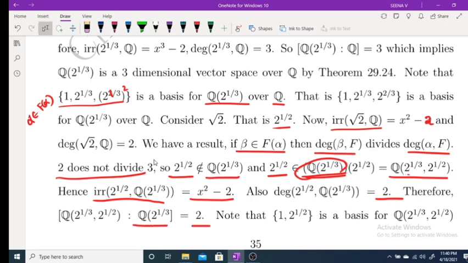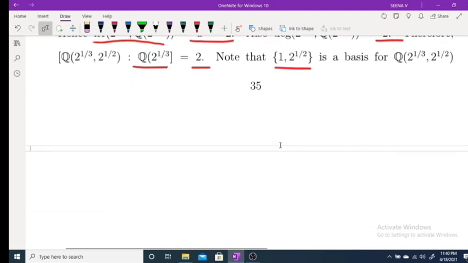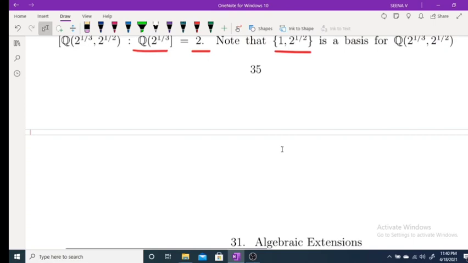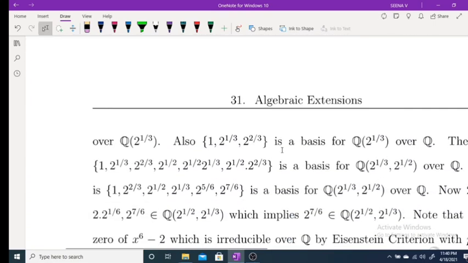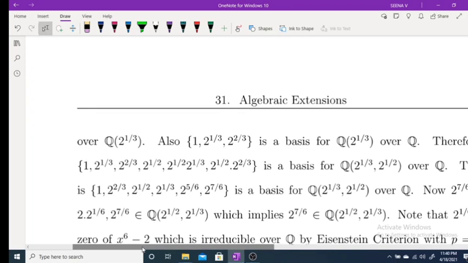Because the degree is 2, and therefore what about the bases? Bases consist of only two elements, that is 1 and 2 raised to 1/2. So 1, 2^(1/2) is a basis for Q(2^(1/2), 2^(1/3)) over Q(2^(1/3)). Okay, so now this is the basis of Q(2^(1/3)) over Q.